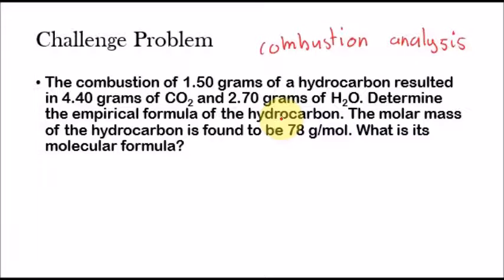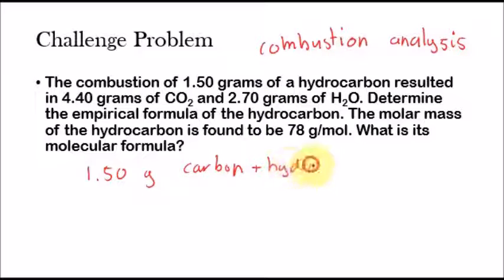Okay, so the combustion of 1.50 grams of a hydrocarbon resulted in 4.40 grams of carbon dioxide and 2.70 grams of H2O. Determine the empirical formula of the hydrocarbon. The molar mass of the hydrocarbon is found to be 78 grams per mole. What is the molecular formula of the hydrocarbon? Whoa, okay, so we have 1.50 grams of a hydrocarbon reacting, okay? So from here, think about this. We have 1.50 grams of a hydrocarbon, and we know that the hydrocarbon is going to consist of just carbon and hydrogen.